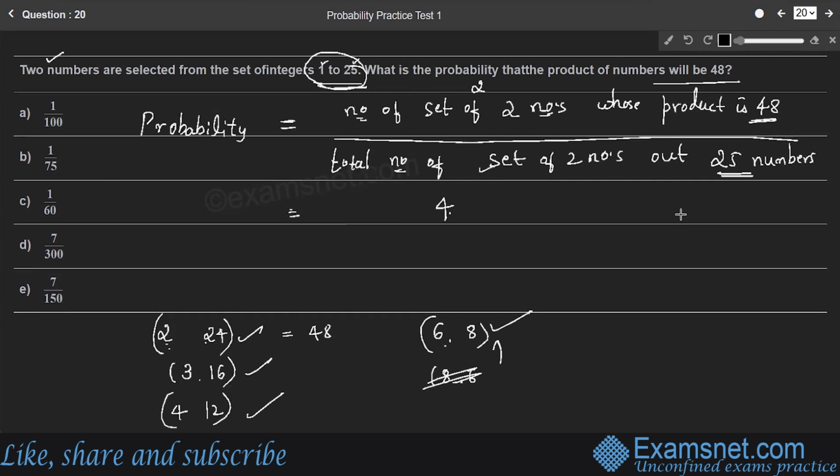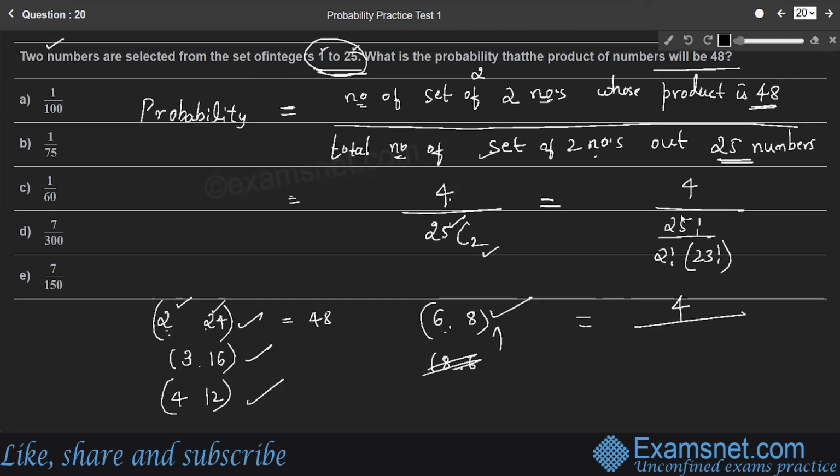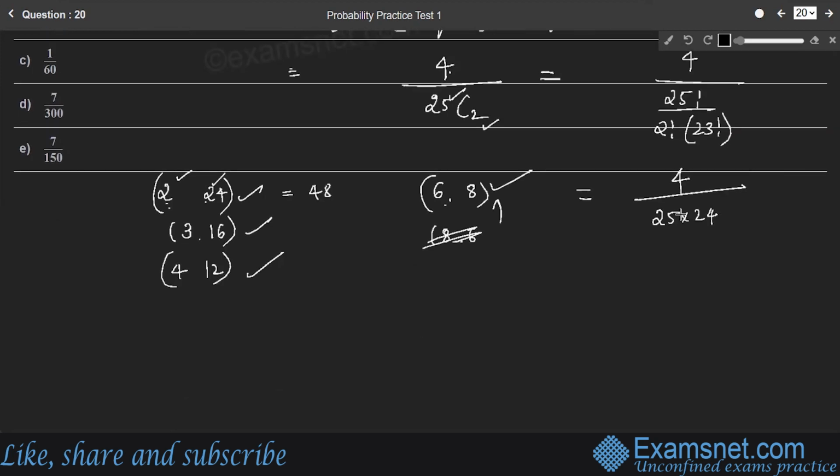We can form 4 such sets such that their product is 48, divided by total number of sets of two numbers out of 25 numbers. That means we can form 25C2 number of sets. Out of 25 numbers, you have to select two numbers. Therefore, 4 divided by 25C2, which is 25 factorial divided by 2 factorial into 25 minus 2 factorial, which is 23 factorial. Here in 25 factorial, we'll consider 25 into 24 and the remaining 23 into 22 and so on up to 1 will get cancelled with 23 factorial in the denominator. So we have 2 in the denominator finally. So 2 into 12 is 24. Therefore, 4 by 25 into 12 is 300. 4 by 300. Still we can simplify.